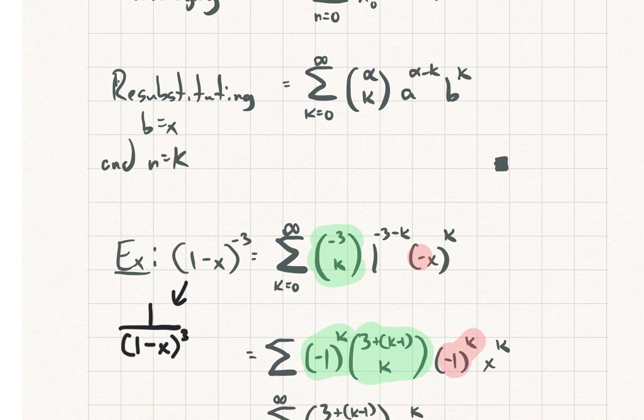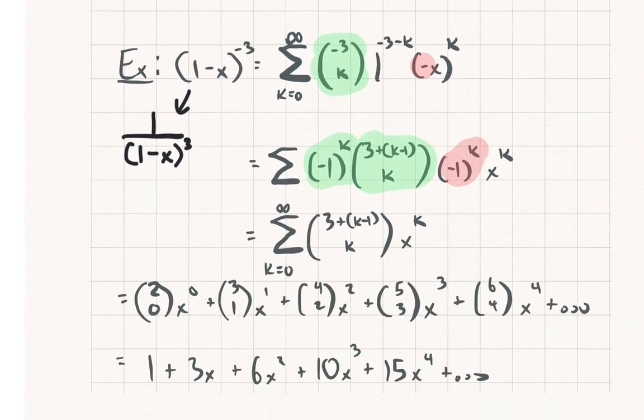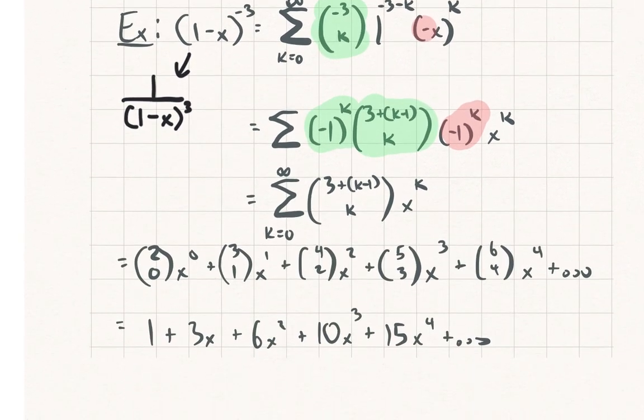So there's that there. And you should notice that we have -1 to the k times -1 to the k, so we'll have an even number of -1s, so they'll just go away. So we can express (1 minus x) to the -3 as the following infinite polynomial: the sum of (3 plus k minus 1 choose k) times x to the k, where of course k goes from 0 to infinity. And let's write down the first few terms here.